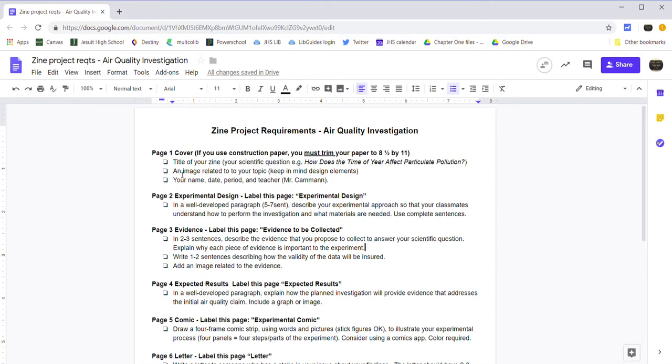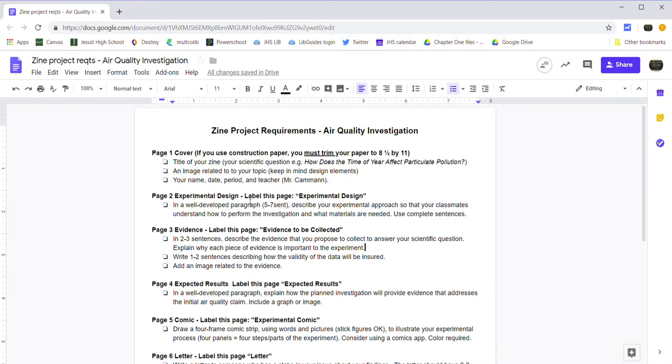Then you will come up with an image related to that topic. I'm going to talk about design elements, which is actually in your rubric for scoring, so you're going to want to keep those things in mind. You can get that image from anywhere. You can get it off the internet. You can cut it out of a magazine. You can draw it, paint it, create it on the computer, however you want. And your name, date, period, and Mr. Camman's name.